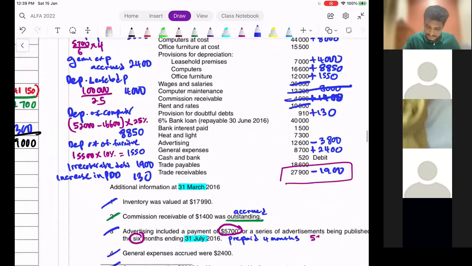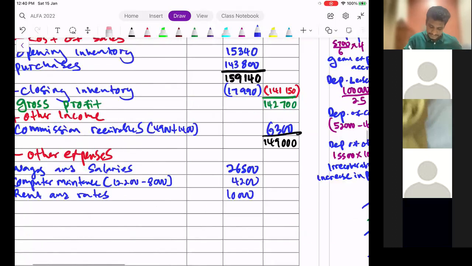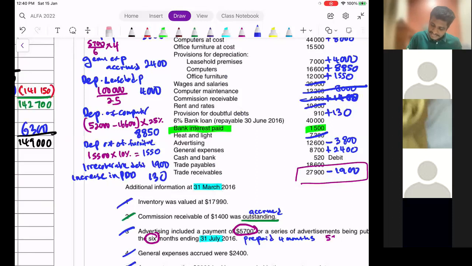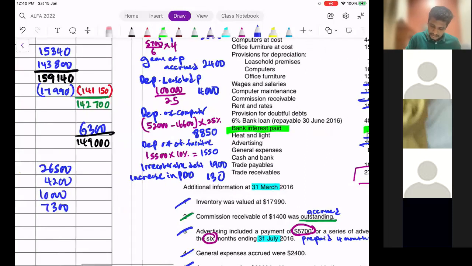Rent and rates. Bank interest paid. Yes, bank interest paid is your expense, but this is a finance cost. All the finance costs must be put separately, as separate expenses. Later, I skip this one, I'll come back. Heat and light, 7,300. All the interest will be kept separately, with the separate expenses.